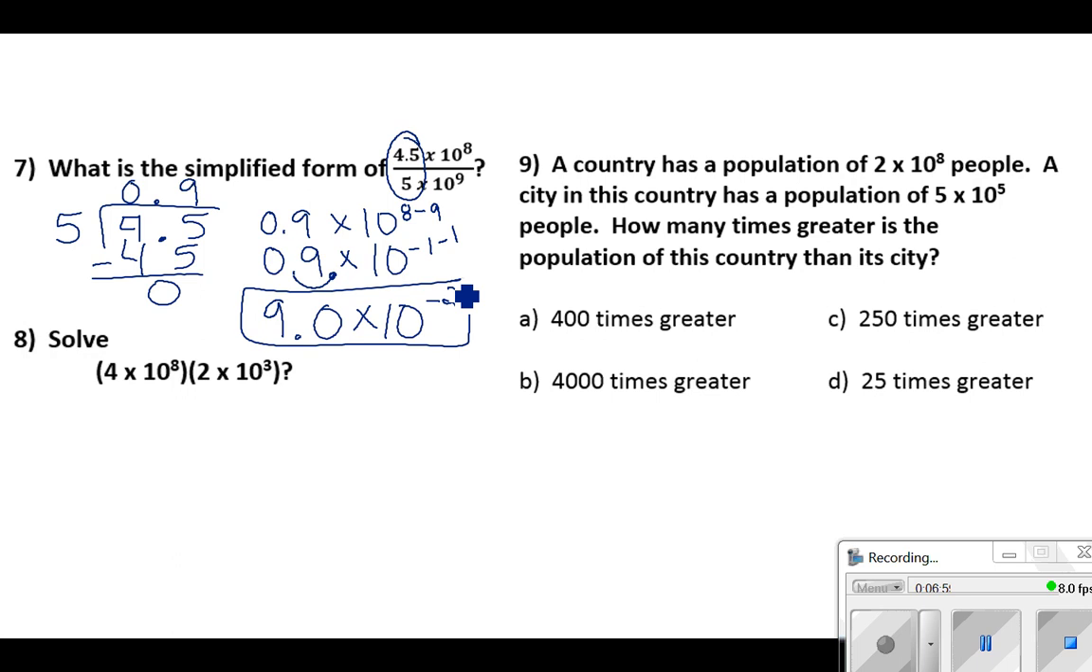Solve 4 times 10 to the 8th times 2 times 10 to the third. Again, you have a strategy in your notes on how to do this. You should not be entering any of this into your calculator. You should be able to solve it on your own easily.